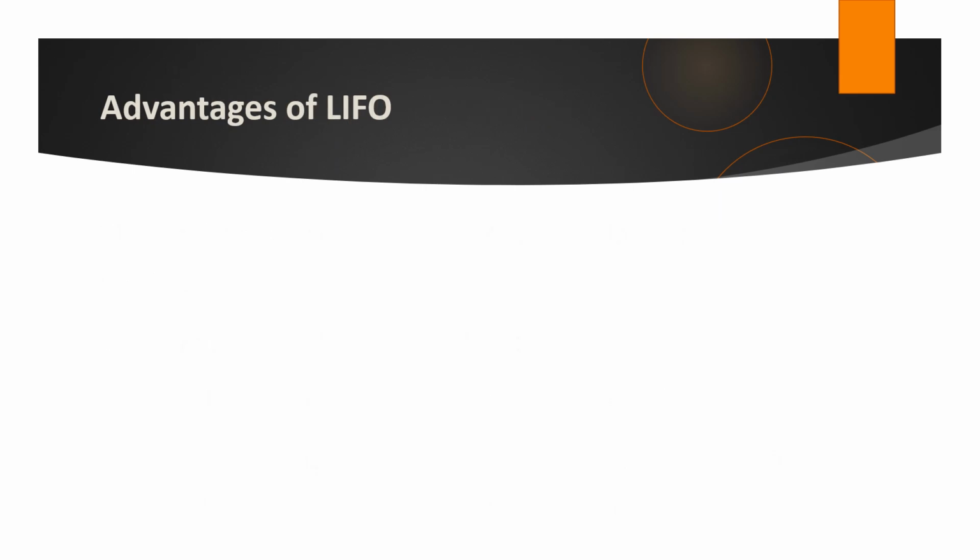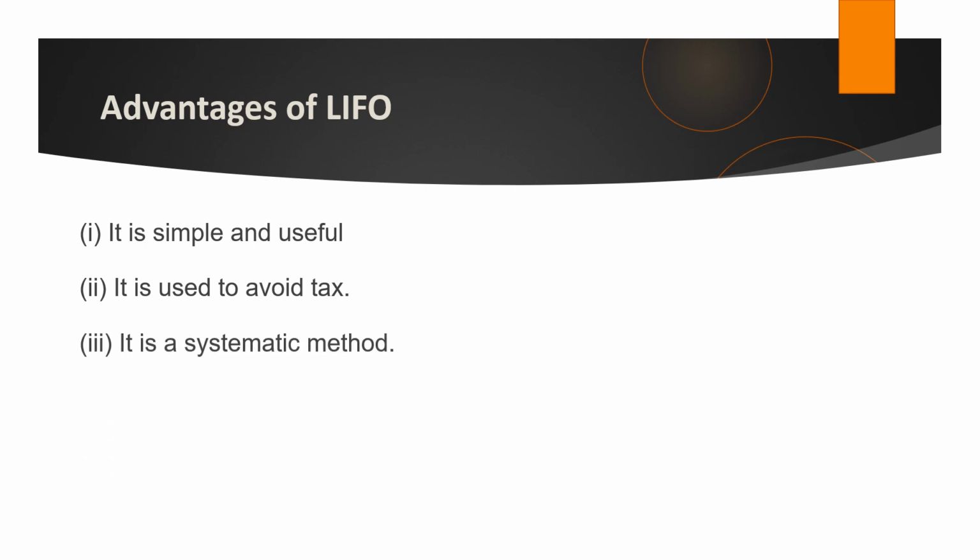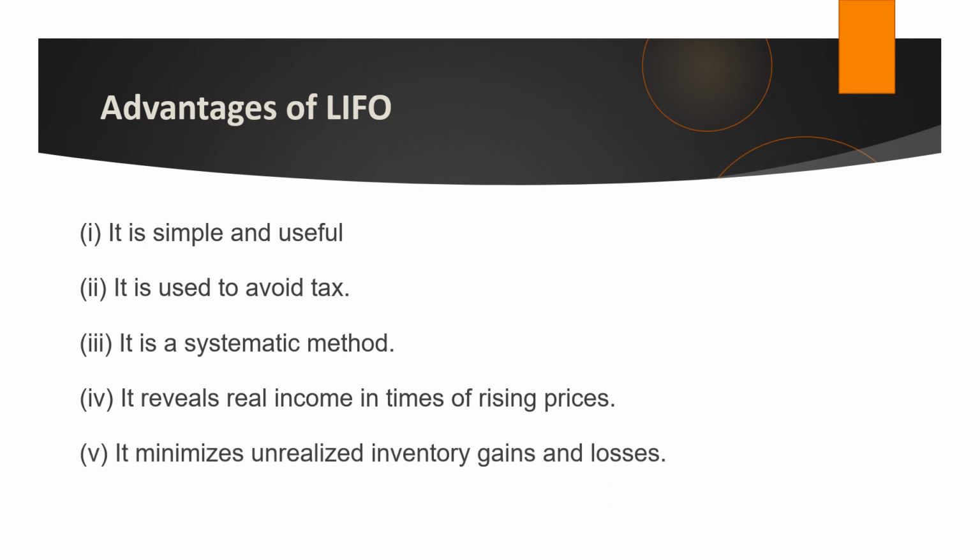When it comes to advantages of LIFO, when the transactions are few, it's a really useful and simple method to apply. And most people use it as a method to avoid taxes. And it is a systematic method. It matches the current cost with current revenue in a better way. Also, it reveals real income in the time of rising prices. Finally, it minimizes unrealized inventory gains and losses.